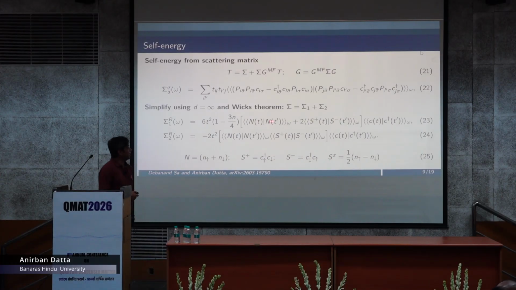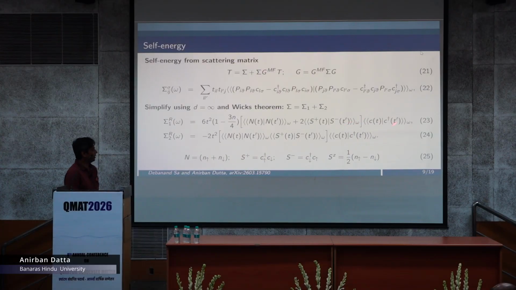In that phase, the spin and charge correlation functions are the same, differing only by a factor of 2. They are basically the same thing, and these are fluctuations that can act as a boson. These are coupled to the fermionic Green's function in the first term, and the second term is sigma 2. So here we can see that one kind of bosonic fluctuation is attached to the fermionic Green's function, but in the second term, sigma 2, two kinds of bosonic fluctuations are attached to the fermionic Green's function.